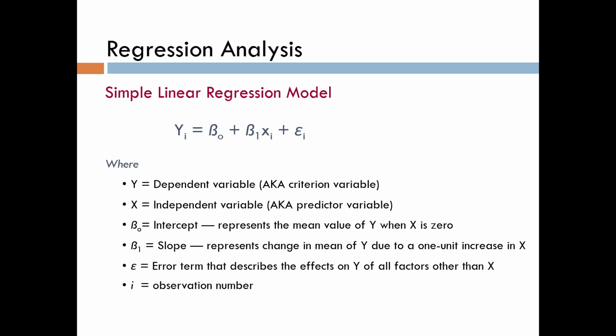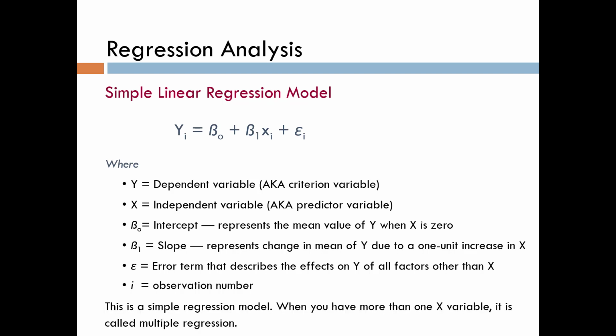The basic or simple regression model assumes that y equals an intercept term, beta naught, plus a regression coefficient, beta 1, times x, plus an error term, epsilon, that captures the impact of any other factors that affect y but are not observed. The intercept term represents the mean value of y when x equals 0. The slope or coefficient of x represents the change in the mean of y due to a 1-unit change in x. A simple regression model has just one x, and when you have more than one x, it is called multiple regression.